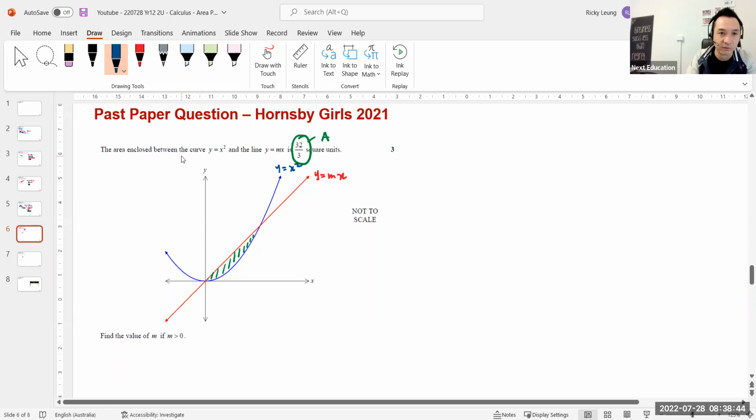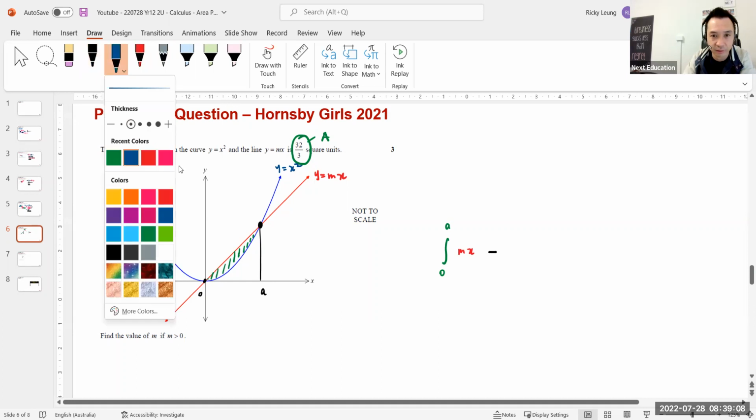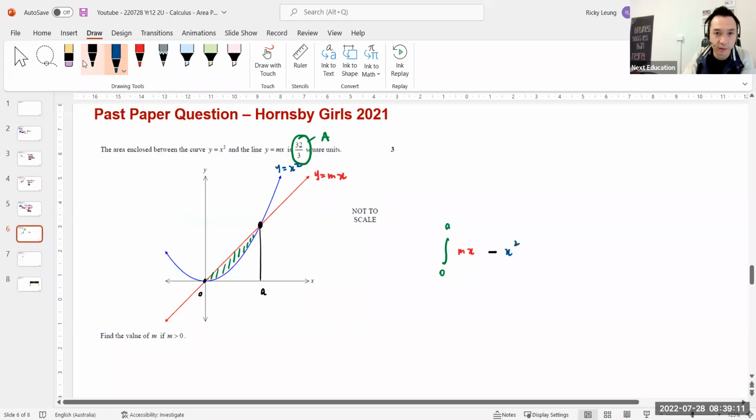Now, obviously, the biggest thing that's missing right now, I know it's from 0, and I know that guy's missing, so let's call that A. And it's telling me that the integral from 0 to A of top minus bottom, so of mx minus x squared, is 32 on 3. Yeah, that's what it's telling me.